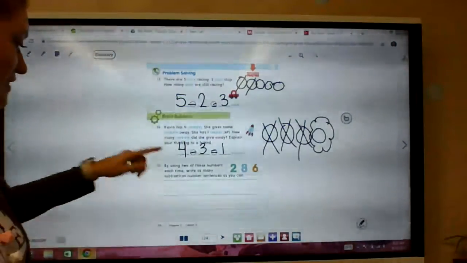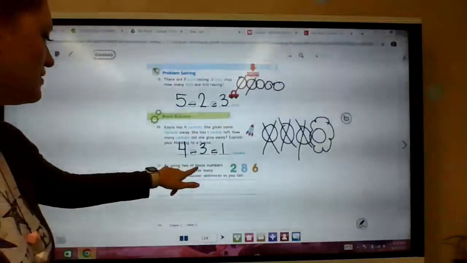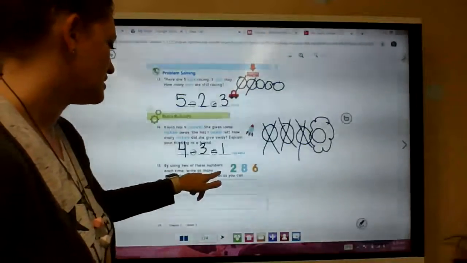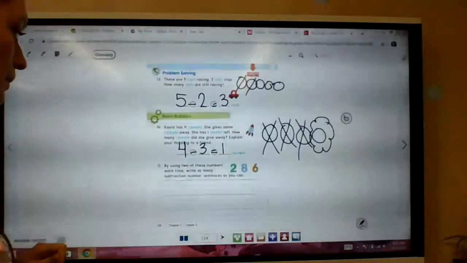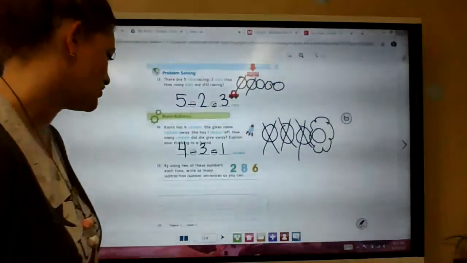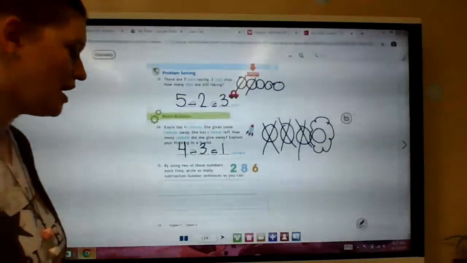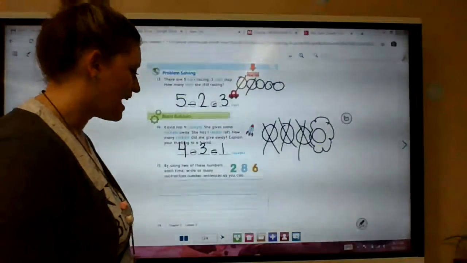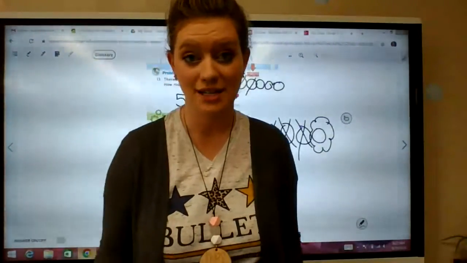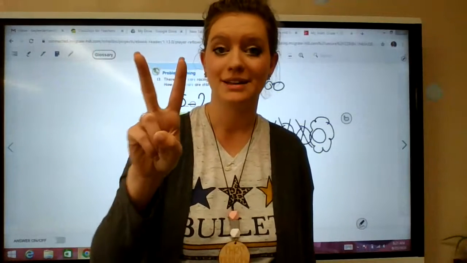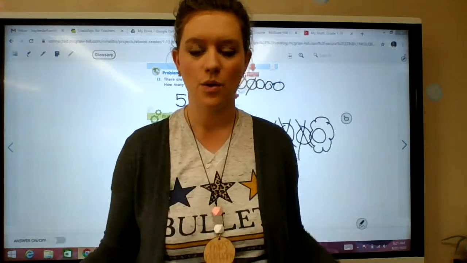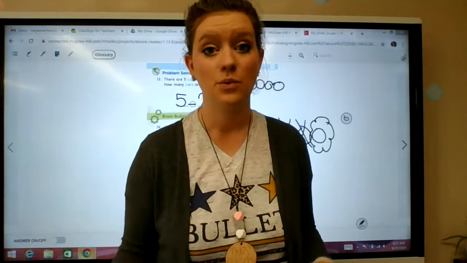Okay. Number 15. By using 2 of these numbers each time, write as many subtraction number sentences as you can. Wow. So this is kind of a tricky question because we have to always start with a bigger number. When you're subtracting, I can't have 2 and take away 8 because I would take away 1, 2, and I'm out. You can't do that. You always have to start with a bigger number than what you're subtracting.